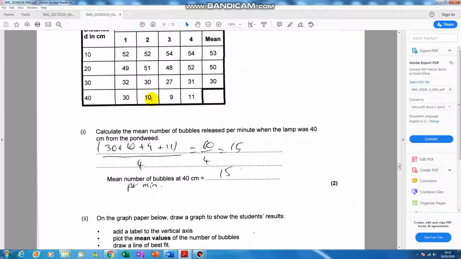So you should have done 10, add 9, add 11, which itself makes 30, divided by the 3 good, valid repeats you've got, which would give you 10 bubbles per minute. So the 30 shouldn't be included. So this answer I've got here would only give me 1 mark.